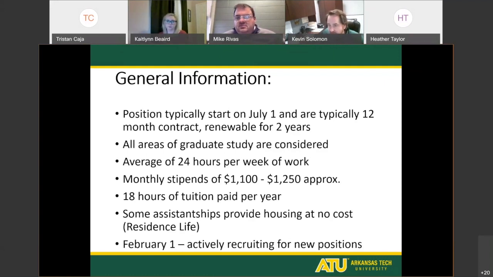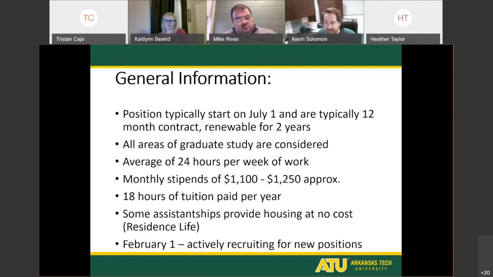The most important thing that I can leave you with is that we are restructuring and looking at different things, and we really don't know where we're going to land. But around February 1st is when we start to post these positions. Typically. This year it will be delayed.